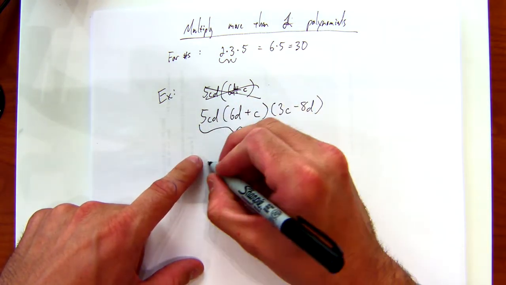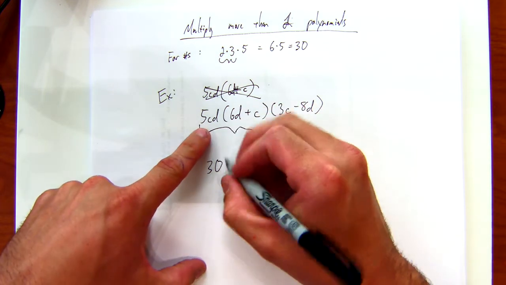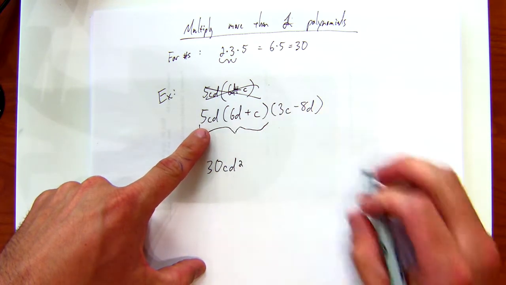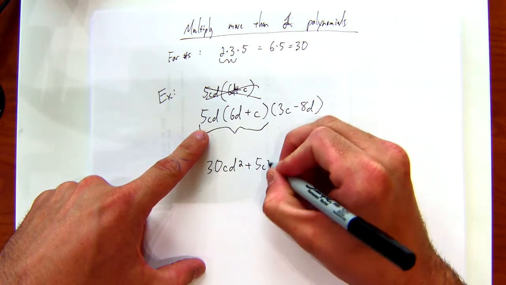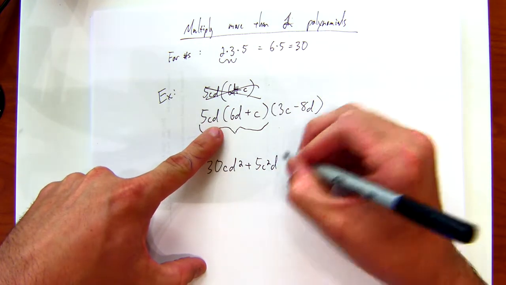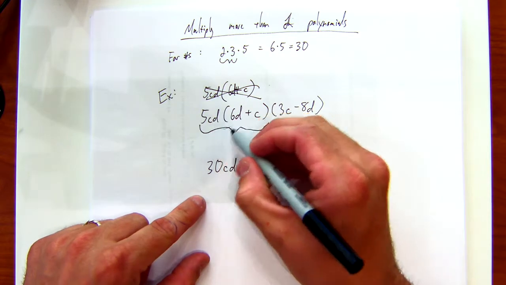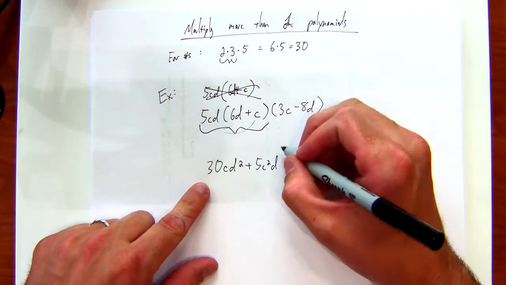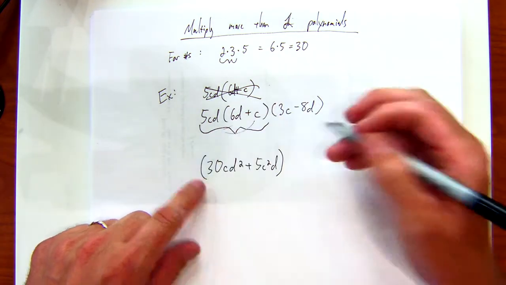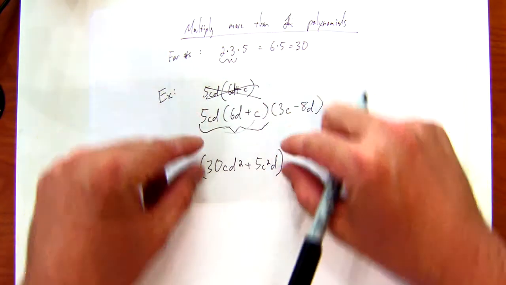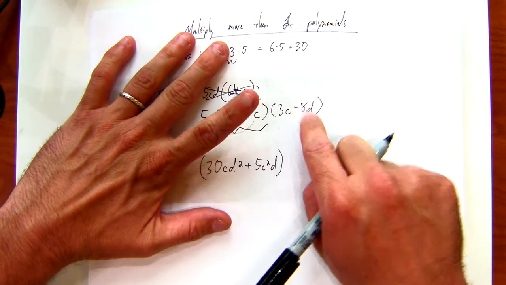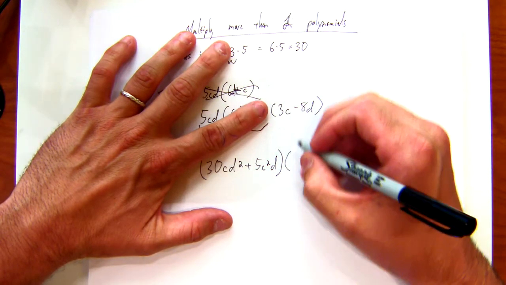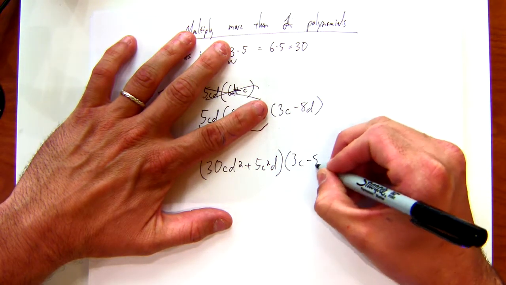So 5 times 6 is 30cd squared plus 5c squared times d. So if I distribute to both of these, I'll get that. Now that is a binomial. And so these two things multiplied to be this. But this has to be multiplied by this one, so I need to remember to bring this down. 3c minus 8d.